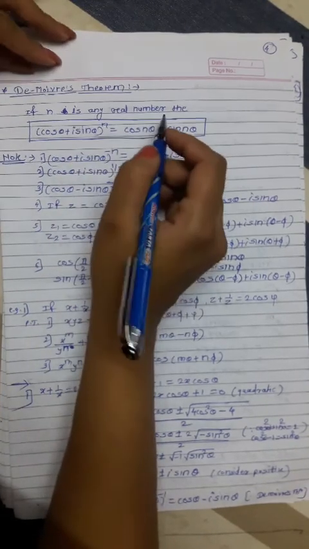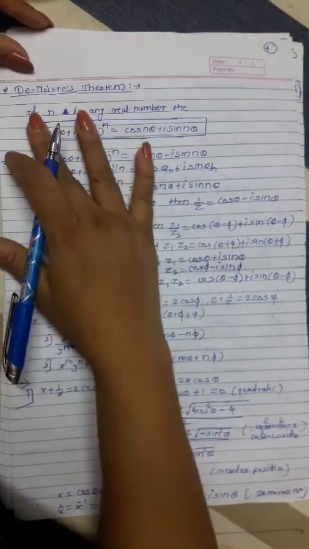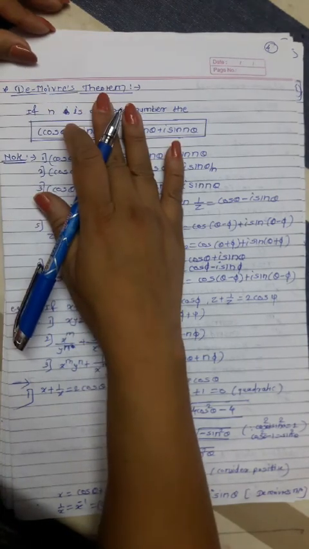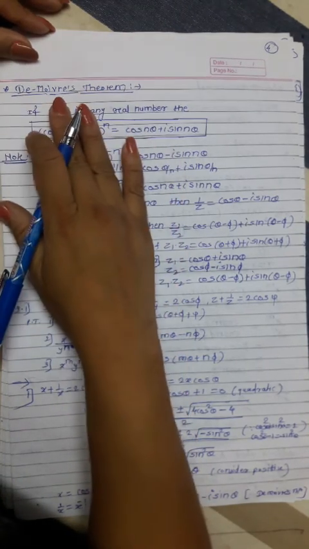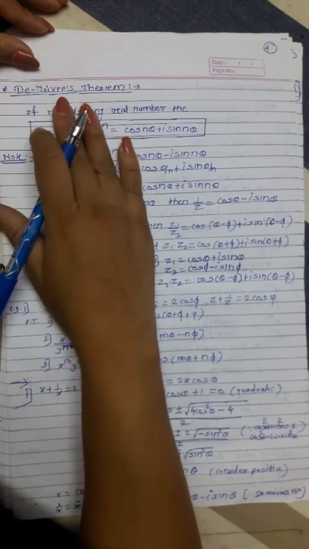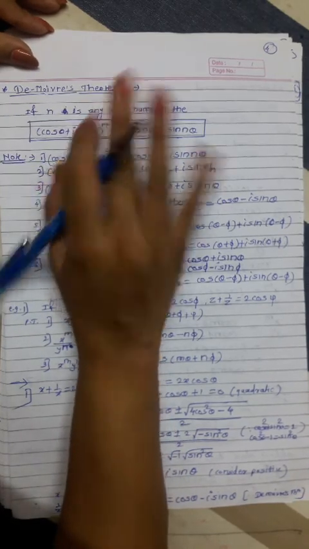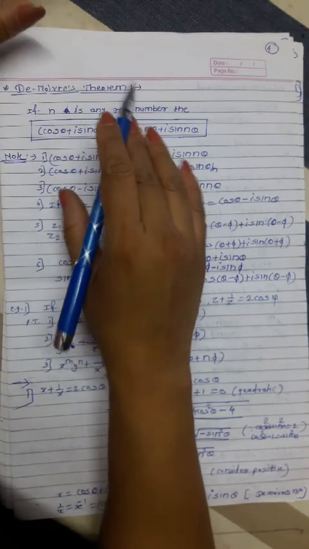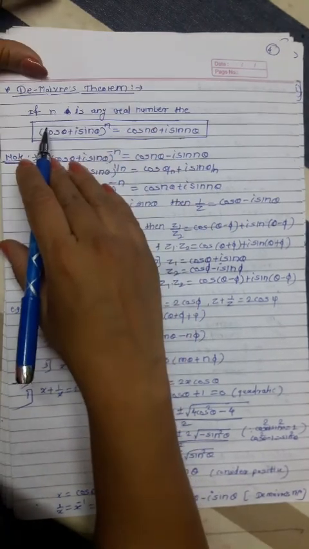Now let us move further to the most important theorem of this chapter, that is De Moivre's theorem. The spelling is like this, you can pronounce it as De Moivre's theorem. Okay, the statement of the theorem is very simple. It is very important and a very simple form of statement.